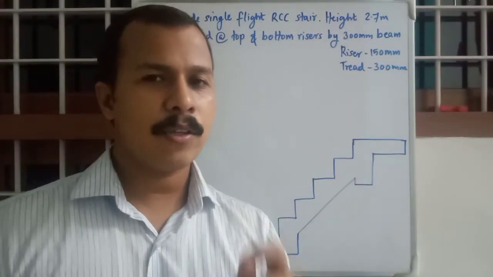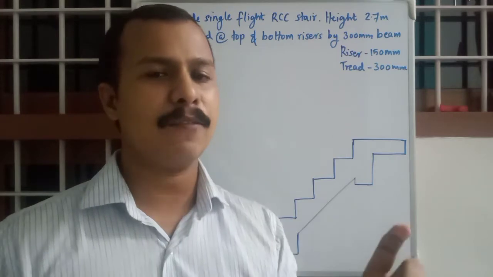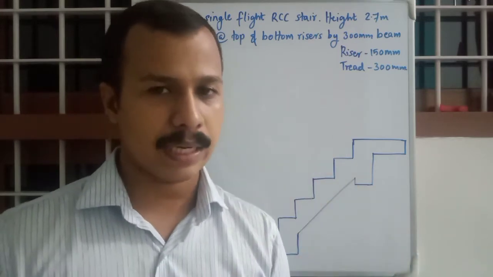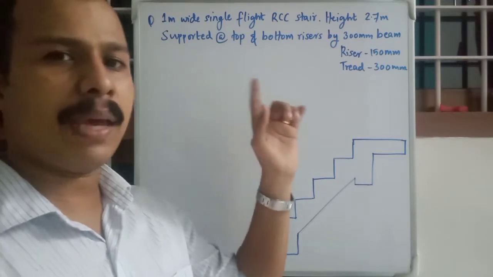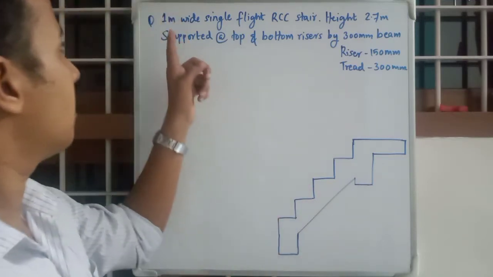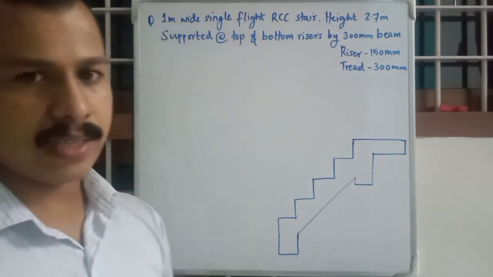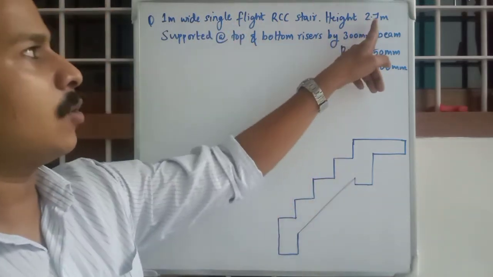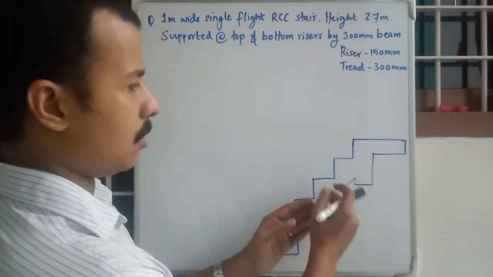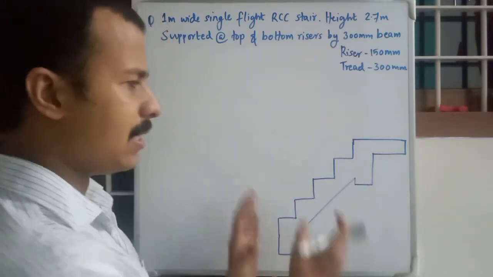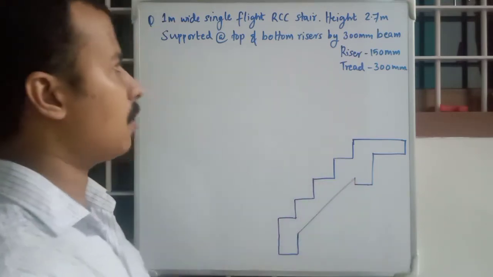So today we are going to design a staircase, the simplest one of all, a single flight simply supported staircase. We have the question, and I have written the main information from the question. We are going to design a 1 meter wide single flight RCC staircase with height 2.7 meter. The number of steps will be higher obviously, this is just a miniature diagram. You won't be having this diagram, you have to draw it yourself.